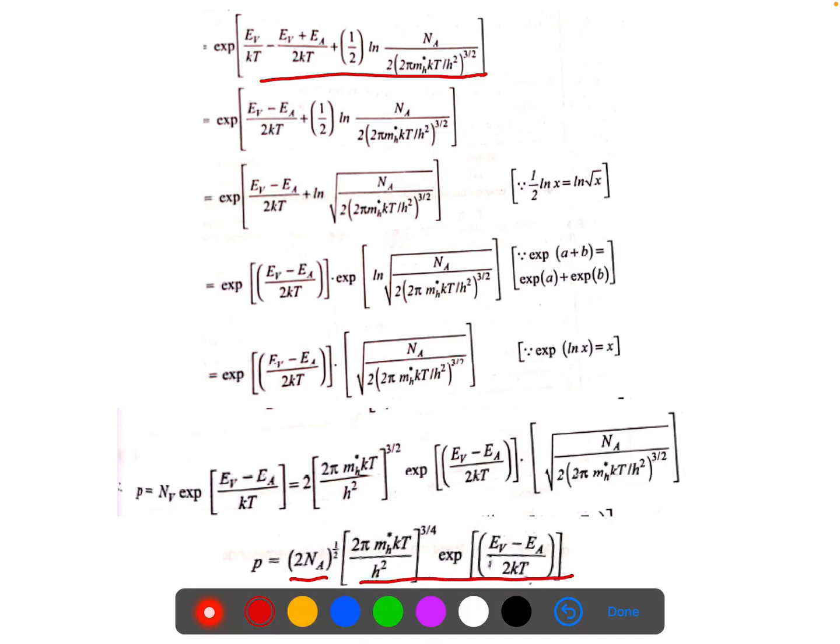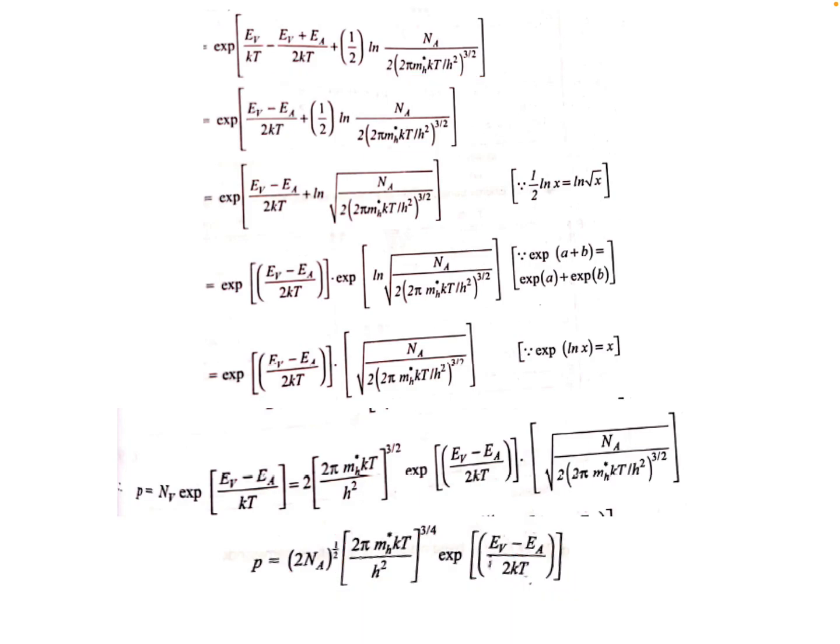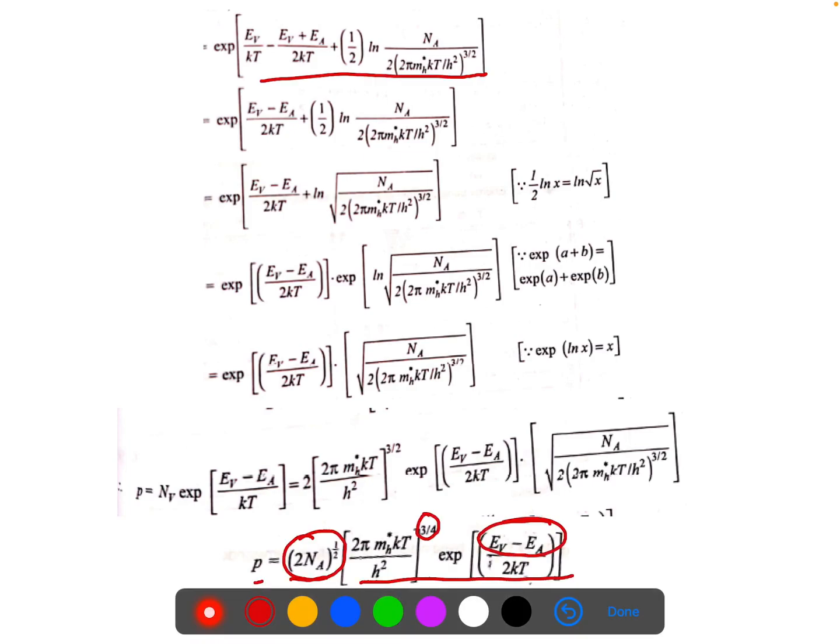So here if you see, the temperature dependence is 3/4. It depends on how much dopant concentration you have added. It also depends on the energy gap between the valence band and the acceptor band. So that's how the number of holes can be calculated in an extrinsic semiconductor.